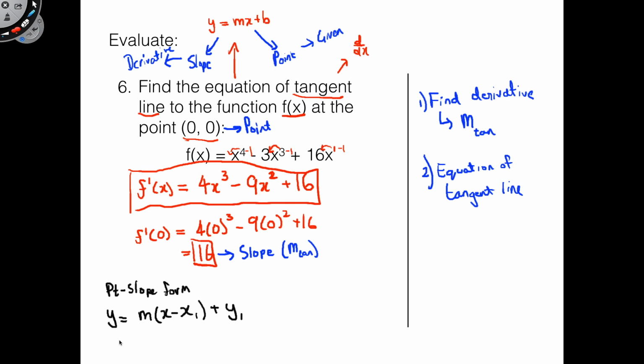So if we plug in everything, we're left with y equals 16, which is our slope, times x minus 0 plus 0. And if you just simplify that out a bit, you're left with y equals 16x. That is our final answer. All right, so again, we found the slope of the tangent line using the derivative. We took this point, and then we just plugged them all into point slope form.